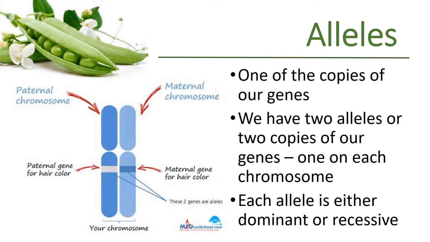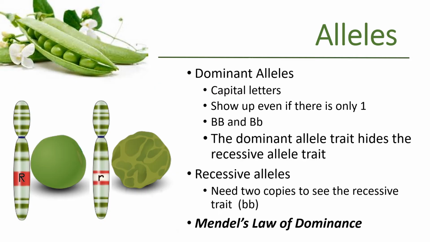So alleles are just the copies of our genes. It's one of the 2 copies that we have. You have the dominant allele, or you can have the recessive allele. So in either case, it can be dominant or recessive. You can end up with 2 dominant copies, or you can end up with 2 recessive copies. It is completely based off of essentially random mixing of your parents' genetic information.